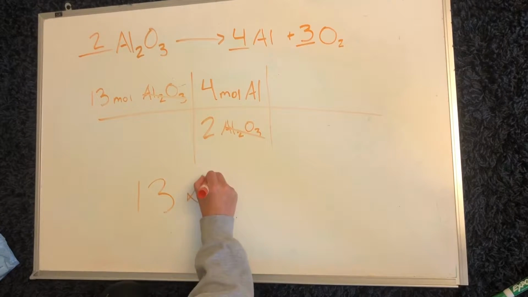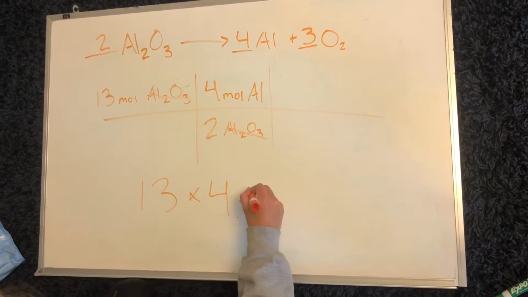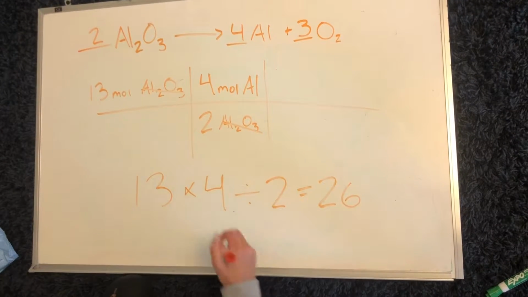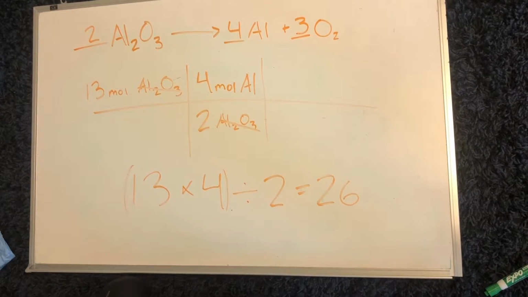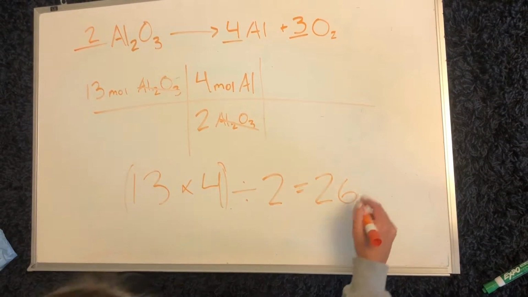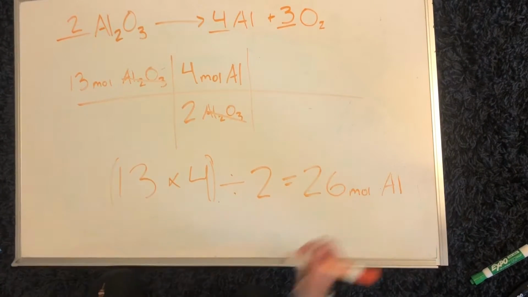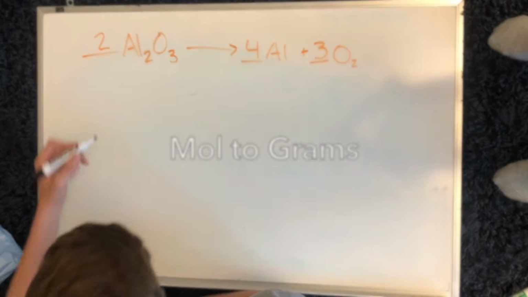Above that, since we are trying to find out how many moles of Al can be formed, and we want that as our final unit, we will put the number of aluminum moles in the balanced mole equation, which is 4. Now you just cross out the units, multiply the top, and divide by the bottom, and voila, 26 moles of aluminum. Easy peasy. Not so fast, Lauren.